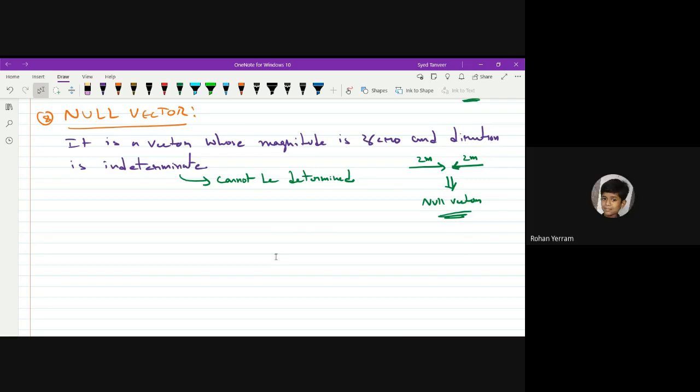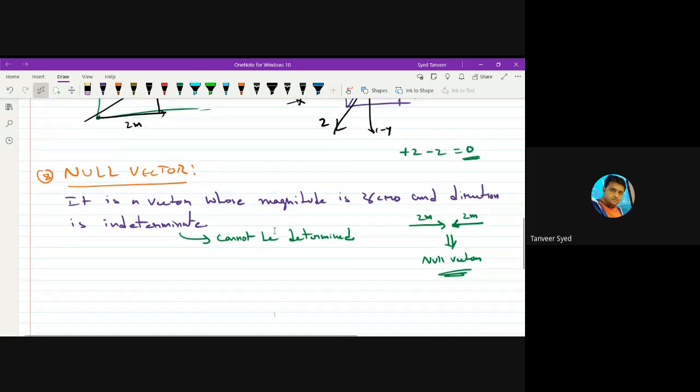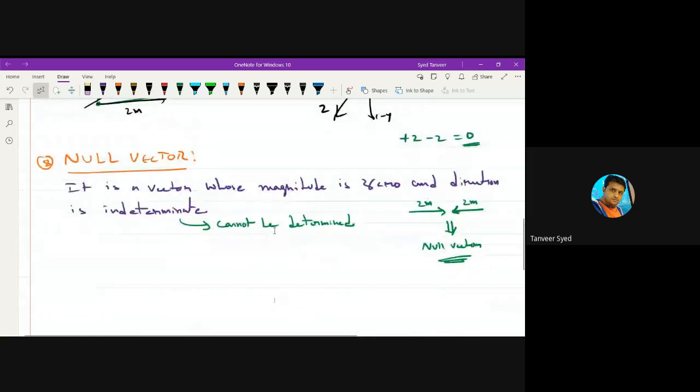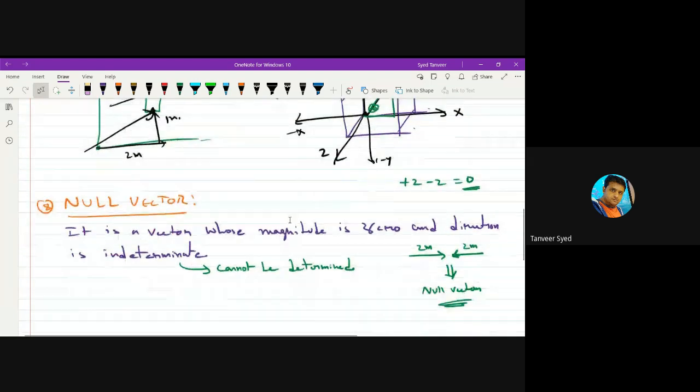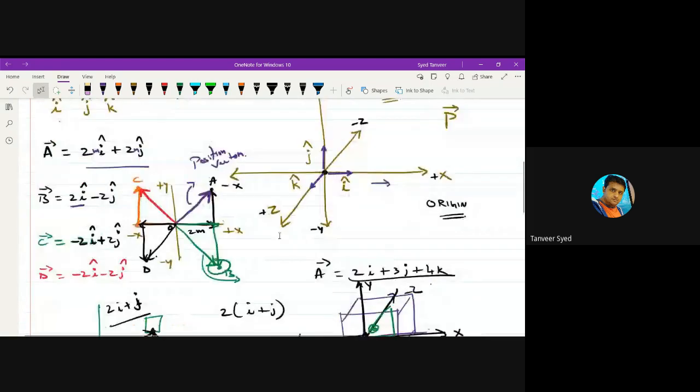Sir, how can it be indeterminable? That's what I'm telling. When you understand addition and subtraction of vectors, and when you take some examples of practical vectors like velocity, acceleration, you will get more clarity. You should know things like displacement, velocity, acceleration to understand clearly what a null vector is. Okay, so that's it. We'll continue in the next class.